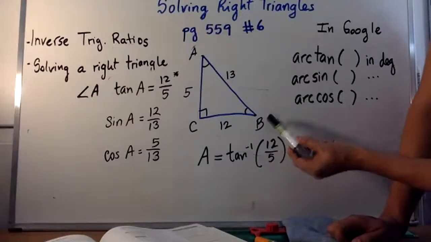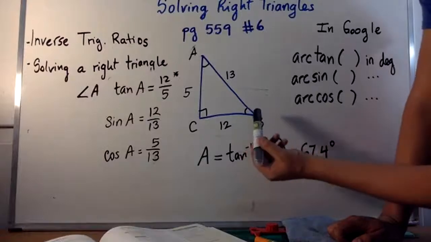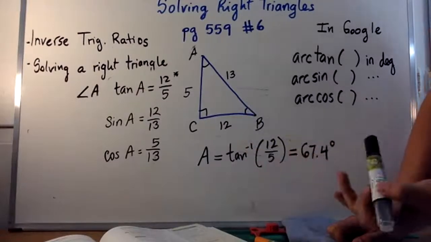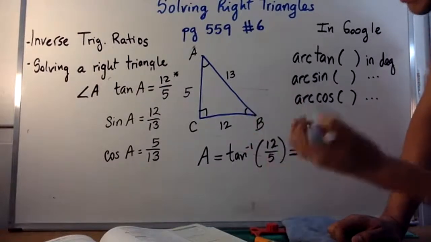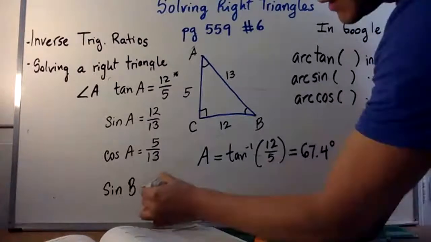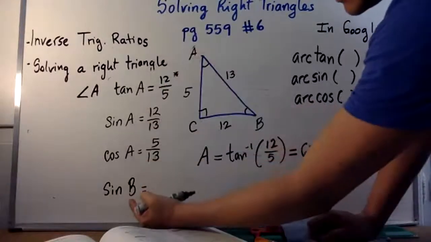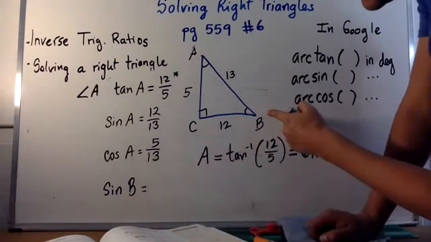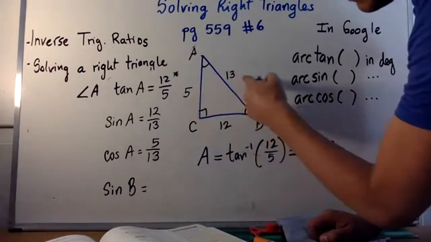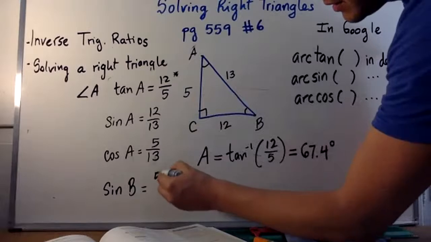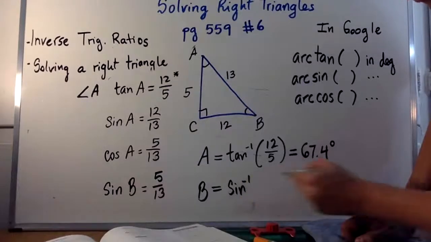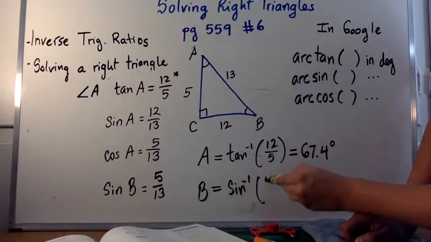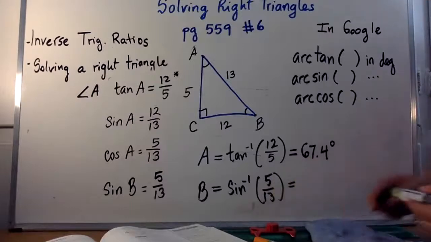Let's see. For B, we can set this up this way. We can say let's use inverse sine, for example. So B is equal to, remember, by definition, sine of B is opposite divided by hypotenuse. So here the opposite is 5, the hypotenuse is 13. Inverse sine of this number, 5/13. And that is going to be equal to what?